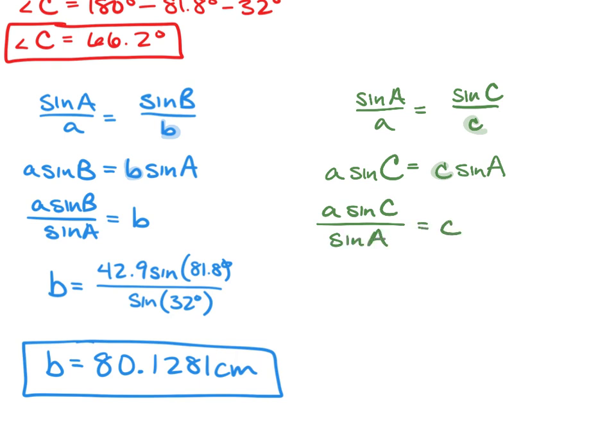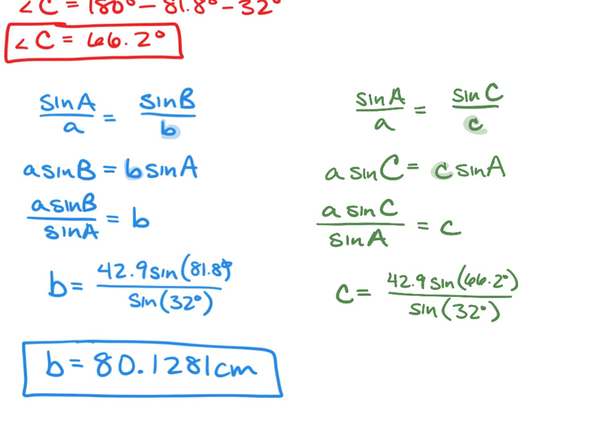It's the same math over and over again, so you might be able to take some shortcuts algebraically once you get comfortable. But if not, go ahead and show all your work so you don't divide by the wrong thing. Now that I have little c isolated, I can plug in what I know. I know that little a is 42.9. I know that sine of C is 66.2 degrees. And we're dividing that by sine of A, which is sine of 32 degrees. We ensure our calculators are in degree mode.